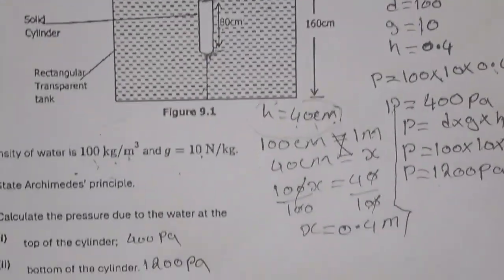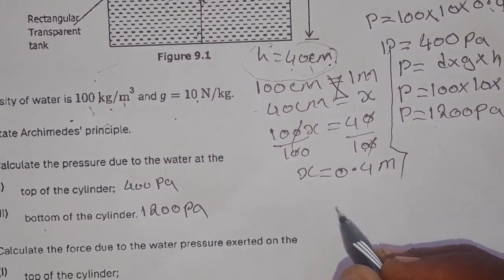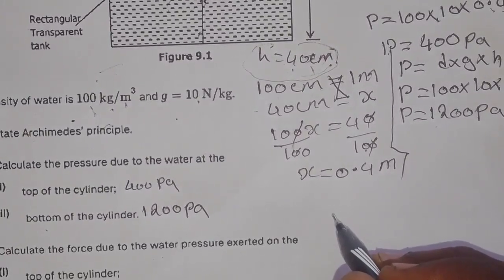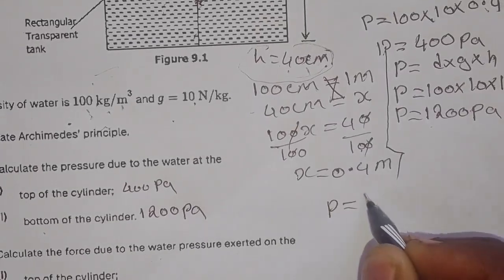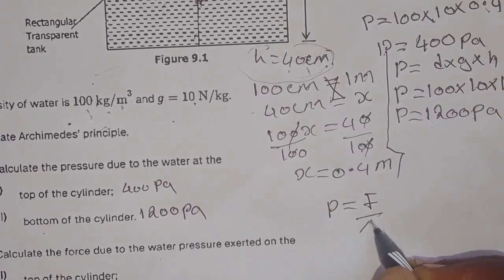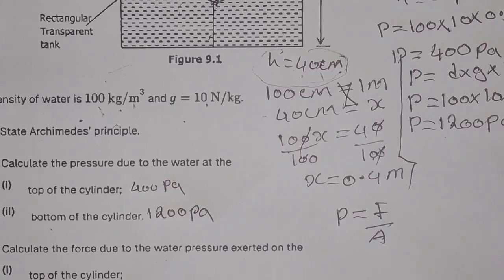We have learned that pressure and force are related by this formula. This is the relationship between force and pressure. So you know that pressure is equal to force over area. This is the relationship between pressure and force.